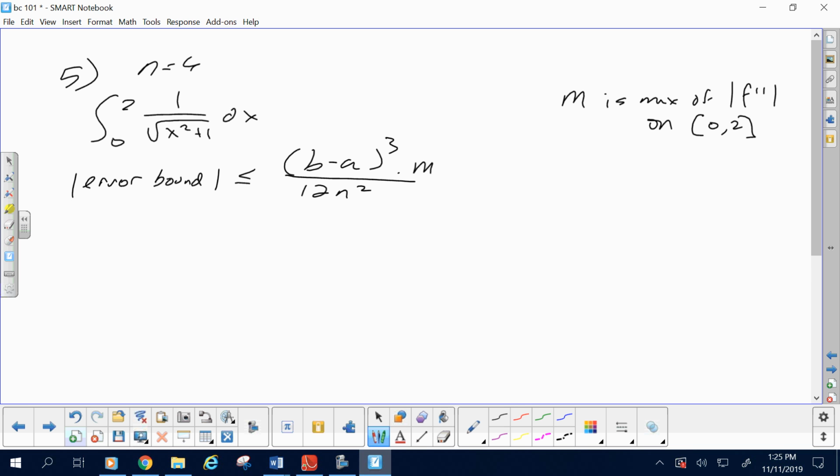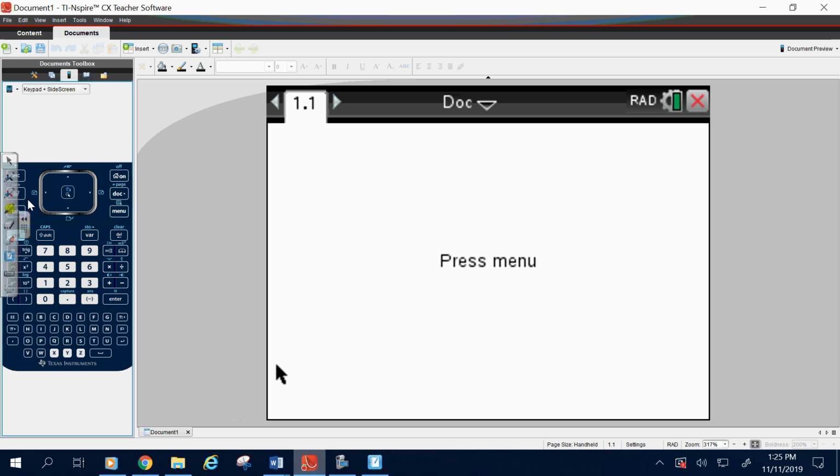All right. So we'll throw in what we have. b minus a is 2, cubed. n is 6. And then we get to the point where we need M. You're allowed to use your calculator. So what's the most expedient way to find the max of the second derivative on 0 to 2 using your calculator? You graphed the function, or you had the calculator do the derivative of the derivative of the function?